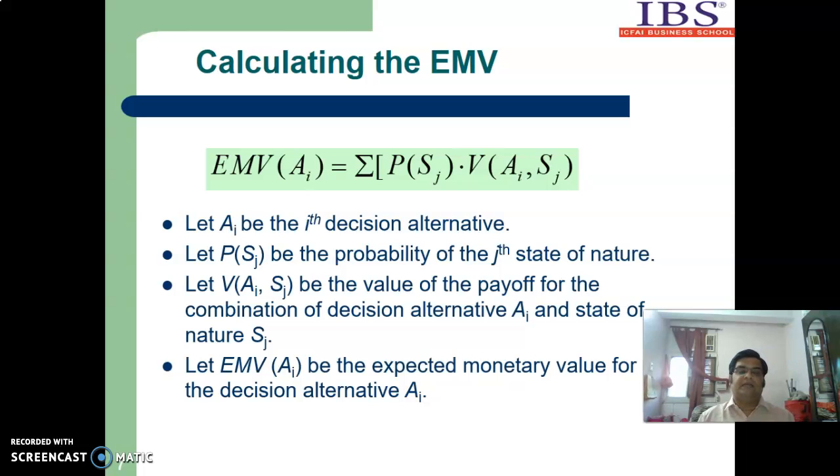V(Ai, Sj), V within brackets Ai, Sj, means the value of the cell which is a combination of Ai and Sj. Suppose A1, S1. That is the value when the act is A1 and the state of nature is S1. And EMV(Ai), as I have already explained, is the expected monetary value for the decision alternative Ai.